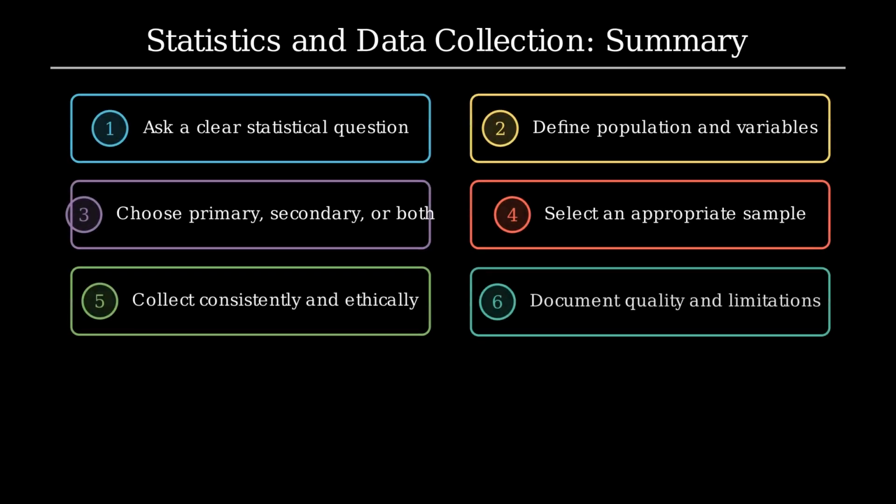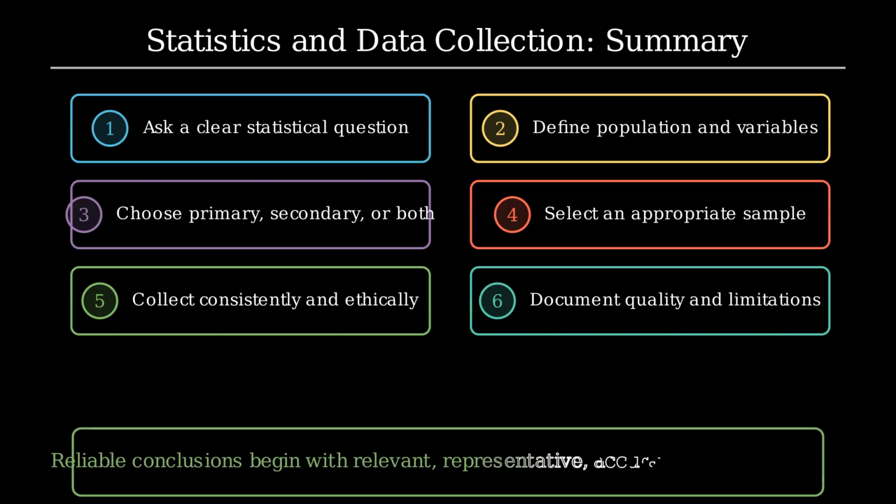Begin with a clear question. Define the population and variables. Choose primary or secondary sources. Select an appropriate sample, and collect the data consistently and ethically. The central lesson is that reliable statistical conclusions begin with relevant, representative, accurate, and ethically collected data.